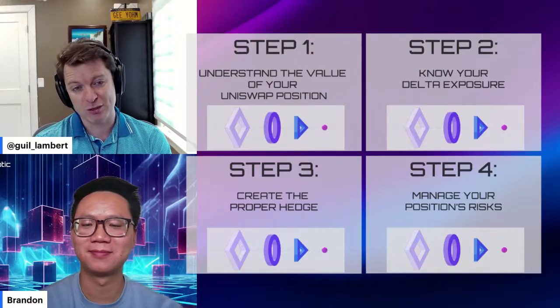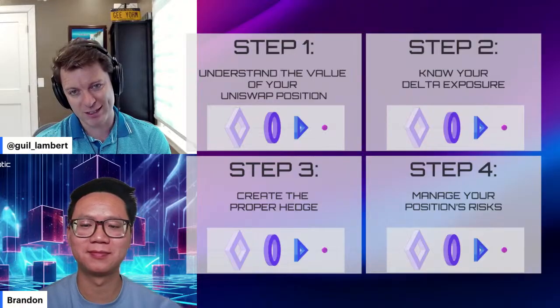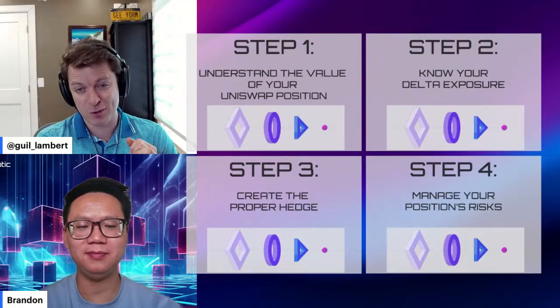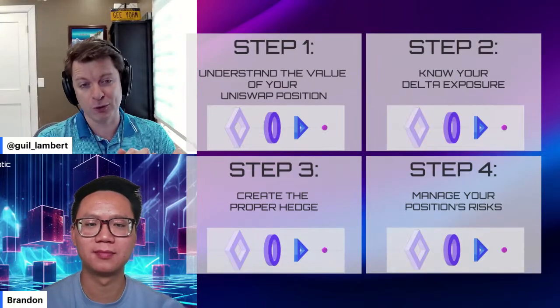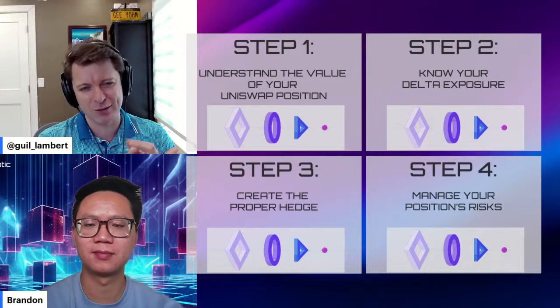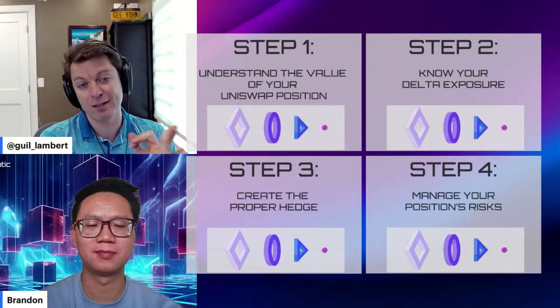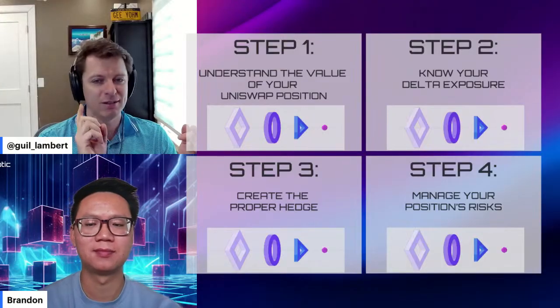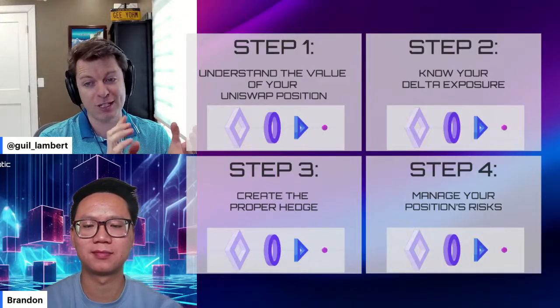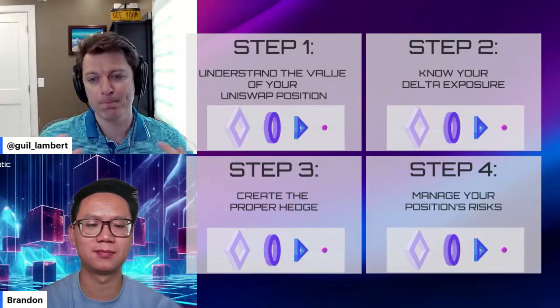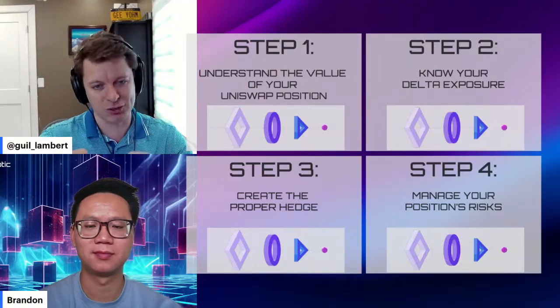When you have a Uniswap position specifically, we go through these 4 phases. Step 1 is understand what you're trading. Step 2 is know your delta exposure, so know what is in need of being hedged. Step 3 is create that hedge. And step 4 is, of course, very important: manage that position. Don't just set it and forget it.